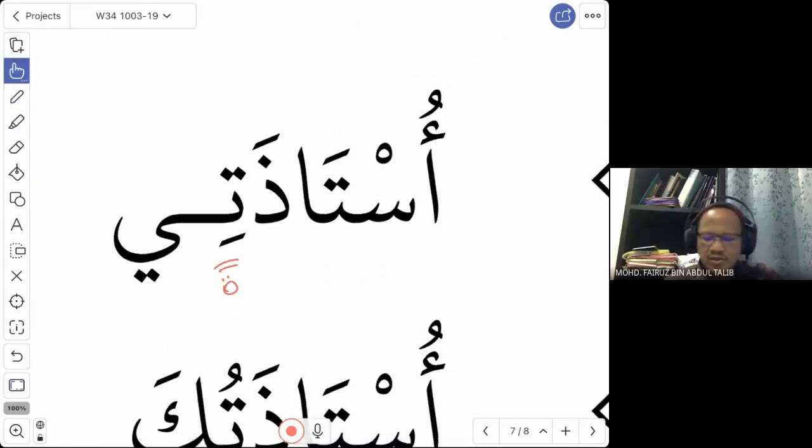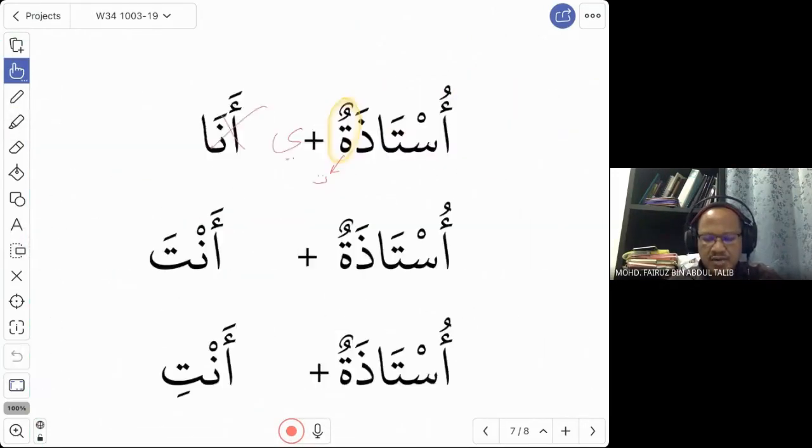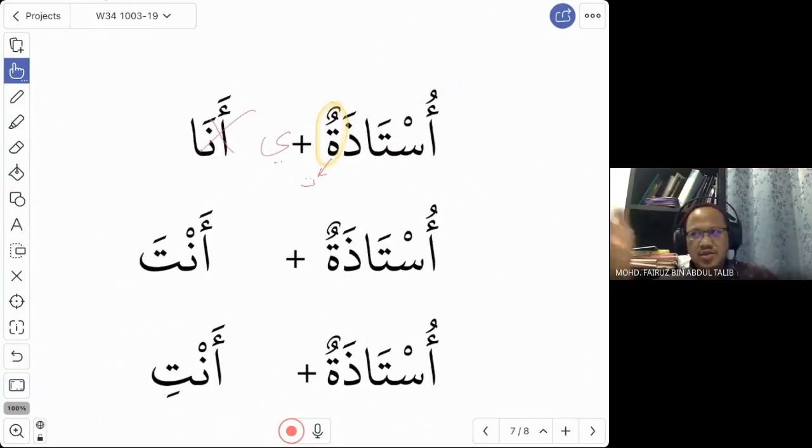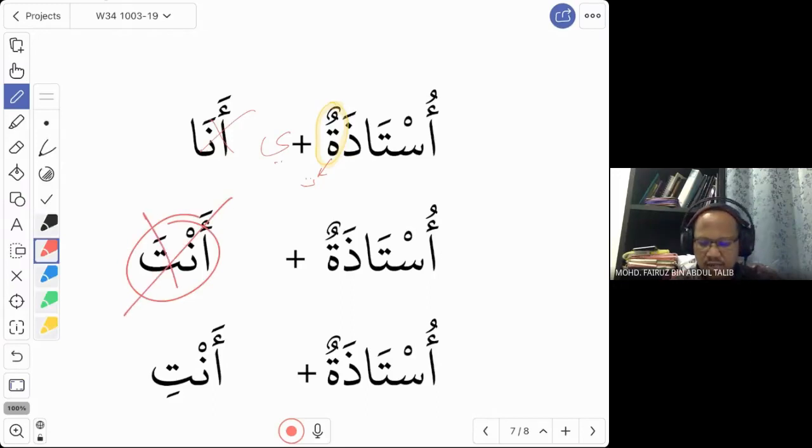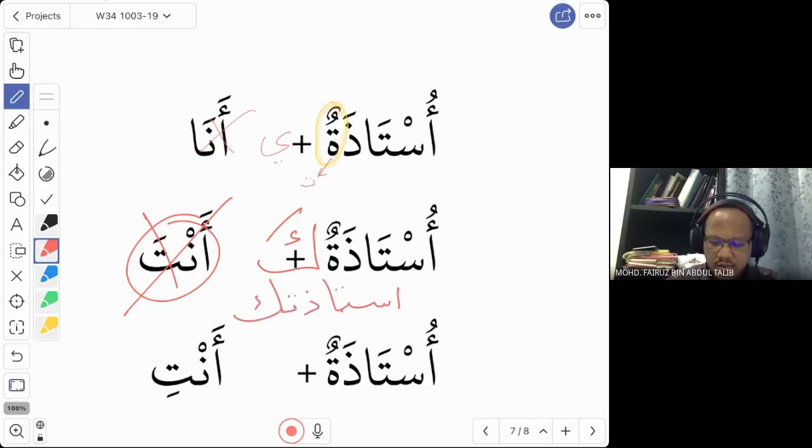The second one is similar. Ustaza plus anta. You want to say your ustaza. This is your ustaza. So how do you do? It is the same thing. We do not use anta. Instead, we add ka. And how do you read this? You join the two. That is why they call it muttasil, because you have to combine the two words. So now it becomes ustazatuka. Two words. Ustazatuka. Your ustaz, where this word your is referring to a male.